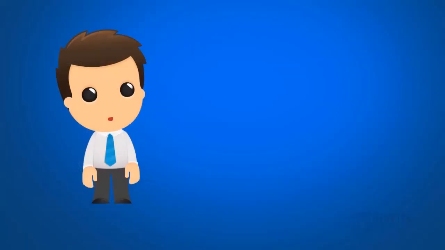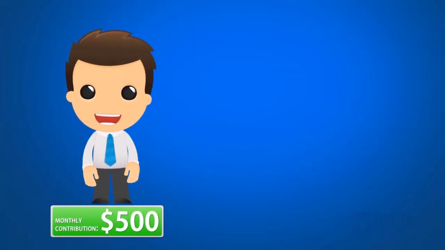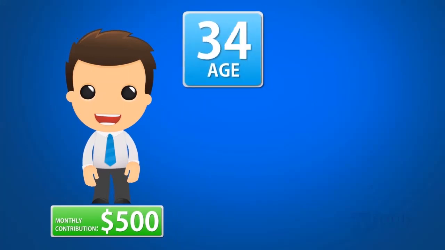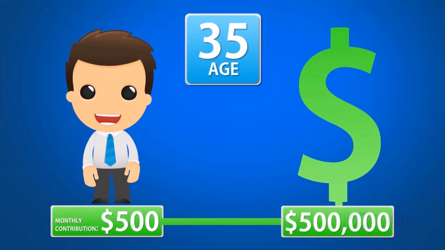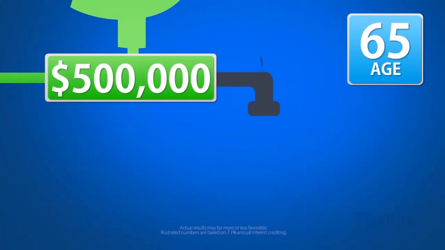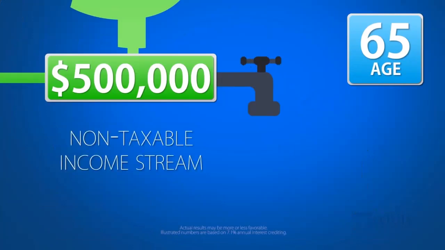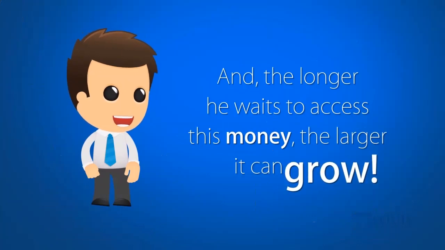Let's talk specifics. Larry here is in decent health, a non-smoker, and contributes $500 a month to his IUL starting at age 35. This contribution is conservatively projected to generate $500,000 of cash value by the time Larry retires at age 65. If he chooses to, Larry can turn on a non-taxable income stream from his IUL, giving him $60,000 of income per year to supplement his retirement. And the longer he waits to access this money, the larger it can grow.